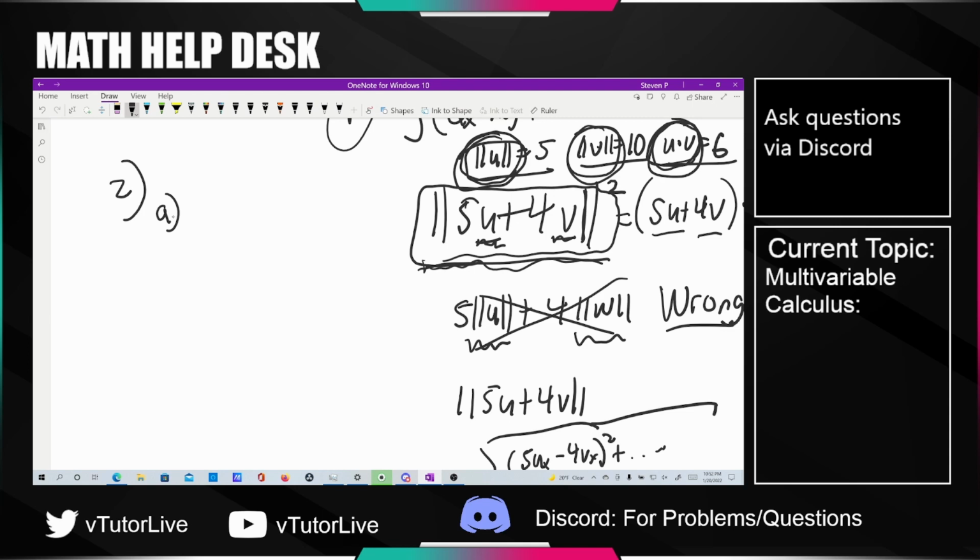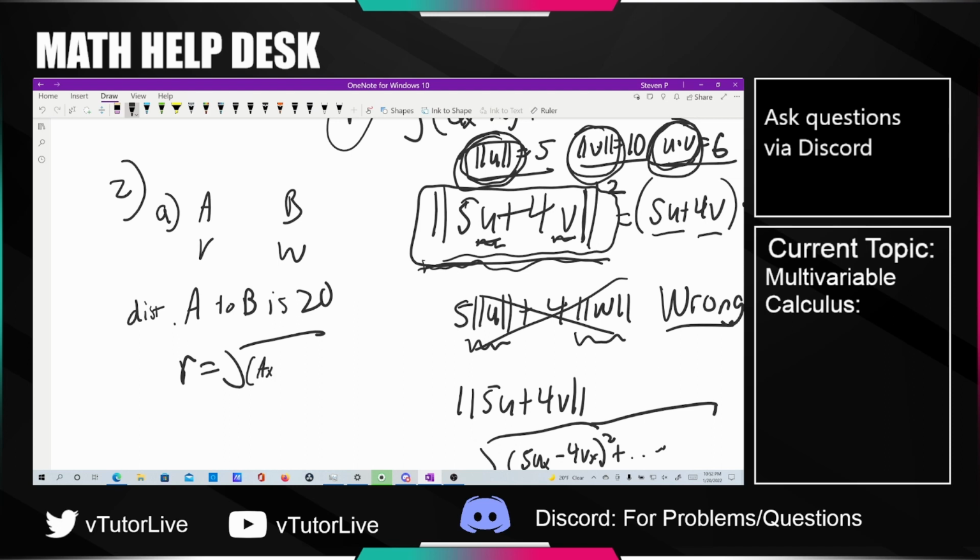So what is it? They give us the points A, B, V, and W. And they say write an equation that expresses each of the following relationships. So the distance from A to B is 20. Okay, that's basically just our distance formula. That's saying r is equal to the square root of (AX minus BX) squared plus blah, blah, blah, same thing for Y and Z. It's basically saying this thing is 20.